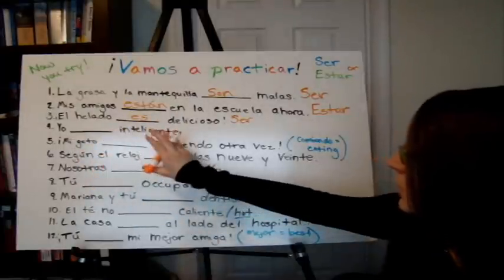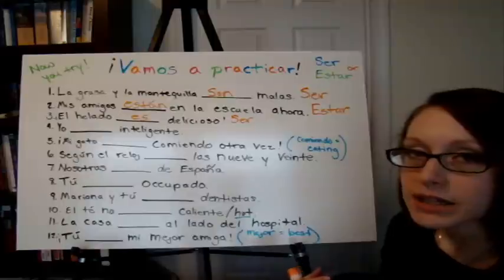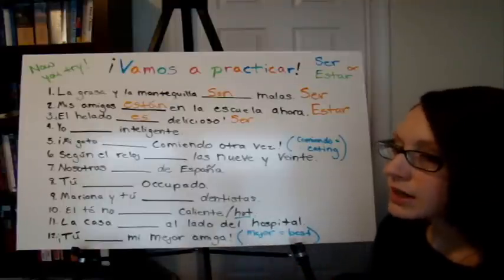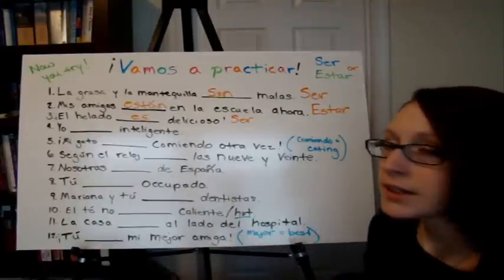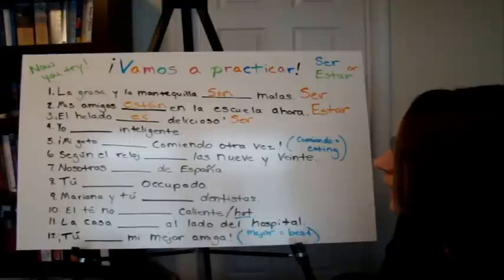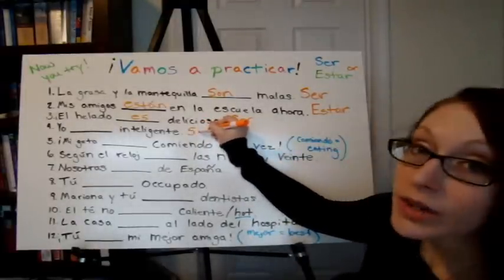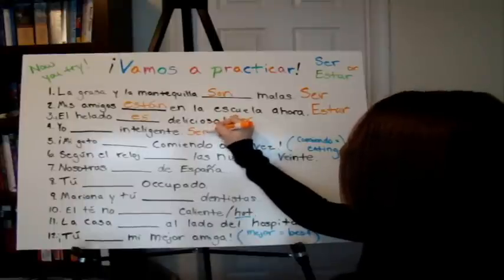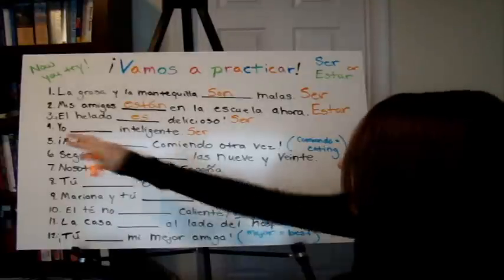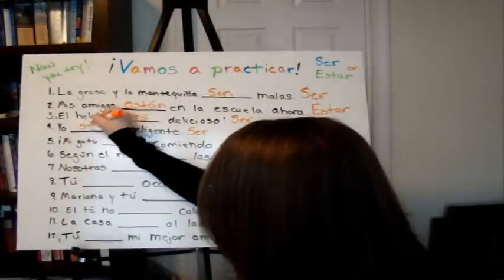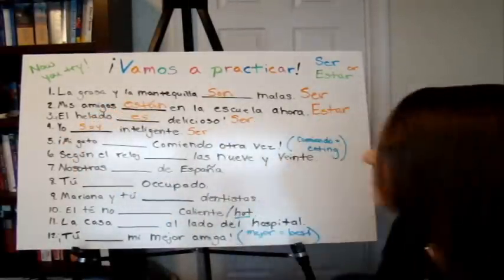Yo, something, inteligente, saying, I am intelligent. If you are intelligent, you are not going to lose all of your intelligence overnight. That would take time to change if that did happen. So since this is something that's difficult to change and it describes your personality, we're going to use ser. And it's the yo form, so the correct answer would be soy.